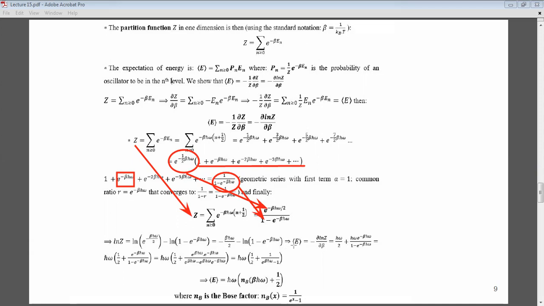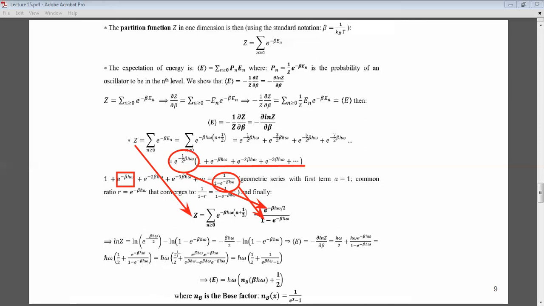Now, what is the expectation value of E? It is minus del ln Z by del beta. So I will take the derivative of the first term by beta, and I will get h bar omega over 2. And then I will take the derivative of the second term by del beta, and I will get h bar omega e to the minus beta h bar omega over 1 minus e to the minus beta h bar omega. And this is equal to, taking h bar omega as a common factor, h bar omega times (1 over 2 plus e to the minus beta h bar omega over the denominator).